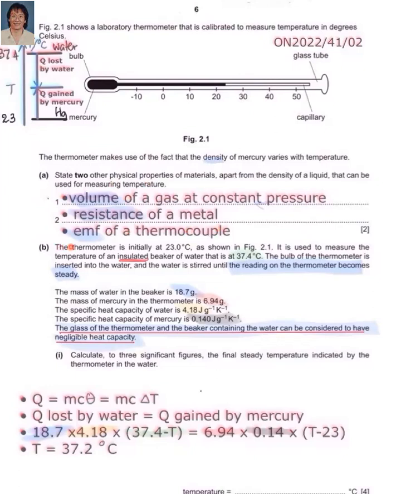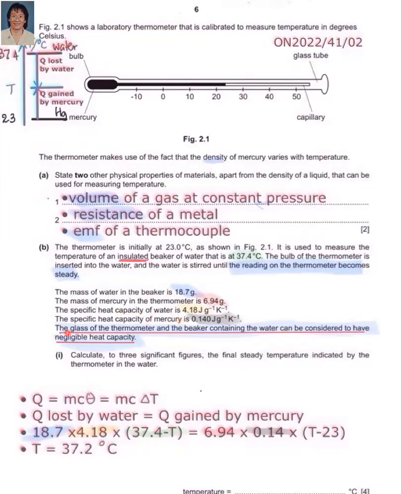Then part D: the thermometer is initially at 23 degrees Celsius. You can see that here is 23 degrees Celsius. It is used to measure the temperature of an insulated beaker of water that is at 37.4 degrees Celsius. The bulb of the thermometer is inserted into the water and the water is stirred until the reading of the thermometer becomes steady. This is the information given regarding the mass of the water and the mass of the mercury in the thermometer, together with the specific heat capacity of water and of mercury.